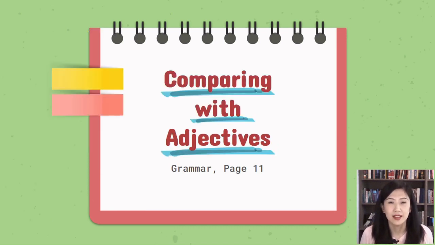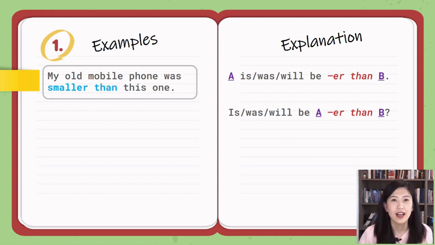The whole point of this page is to compare with adjectives. So let's take a look at how we can do that. The example sentence is here. My old mobile phone was smaller than this one. Notice that in the example sentence, we're using past tense was. Now, why is that? Well, it's because you no longer have this old mobile phone. That is in the past. So when describing the old mobile phone, we have to use was.